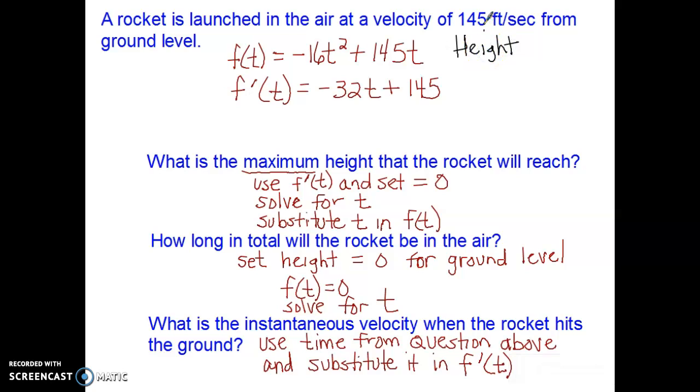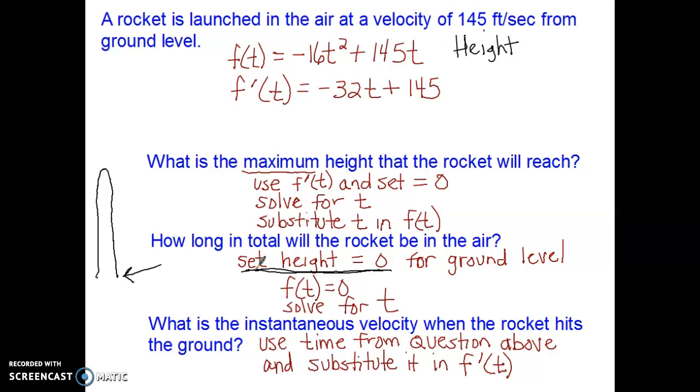The next question wants to know how long in total will the rocket be in the air. This is actually referring to, if we think about this being launched upwards, it's making a parabola. It's going up and coming back down. We want to know what the time is once it reaches the end. Something that we know about that is we started on the ground, it's going to land on the ground. So that's why we're going to take our height function and set it equal to 0. We want to try to obtain when it comes back to the ground.